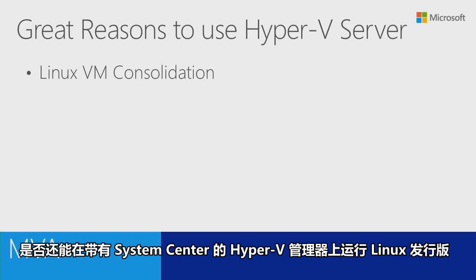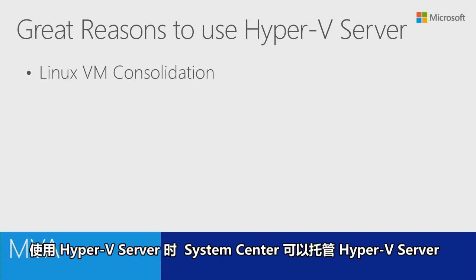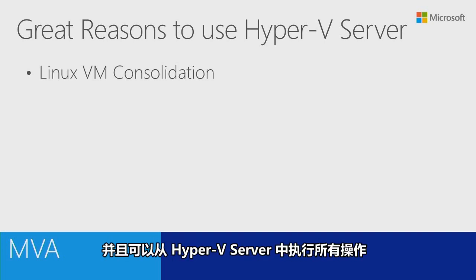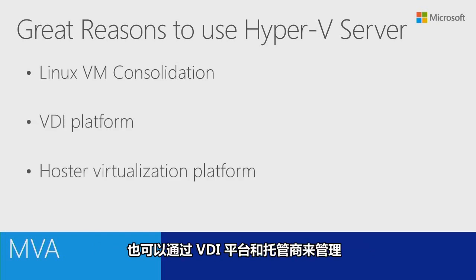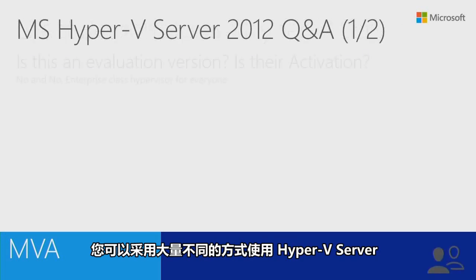of Windows. So is there a way I can still run my Linux distributions on top of Hyper-V, manage it with System Center, but not use one of these licensing slots per se? Yes, use Hyper-V Server. Hyper-V Server can be managed by System Center. We actually do in-guest management of Linux distributions, and you can do all of this running from Hyper-V Server. It's a VDI platform as well as for hosters. So there's a bunch of different reasons to use Hyper-V Server.